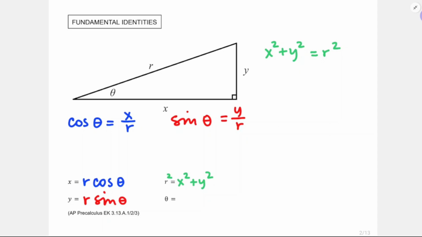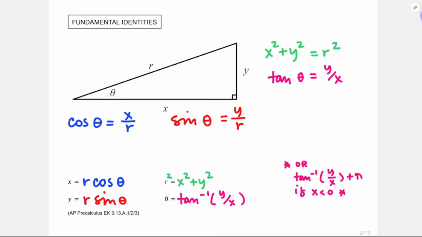Okay, so tangent theta equals y over x. Theta is going to be inverse tangent of y over x. Now I will tell you that, because of the way the arctangent works, it could be arctangent of y over x plus pi if x was negative, but that's an extremely fringe situation. These are the formulas you need to know.